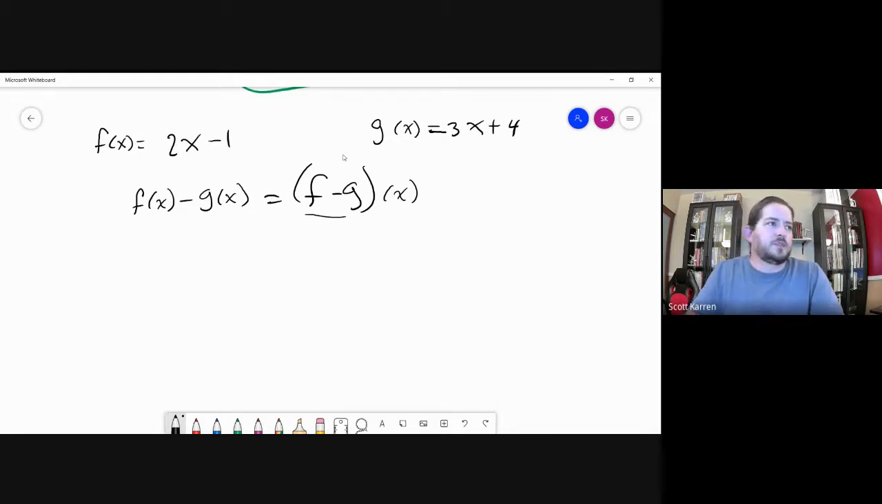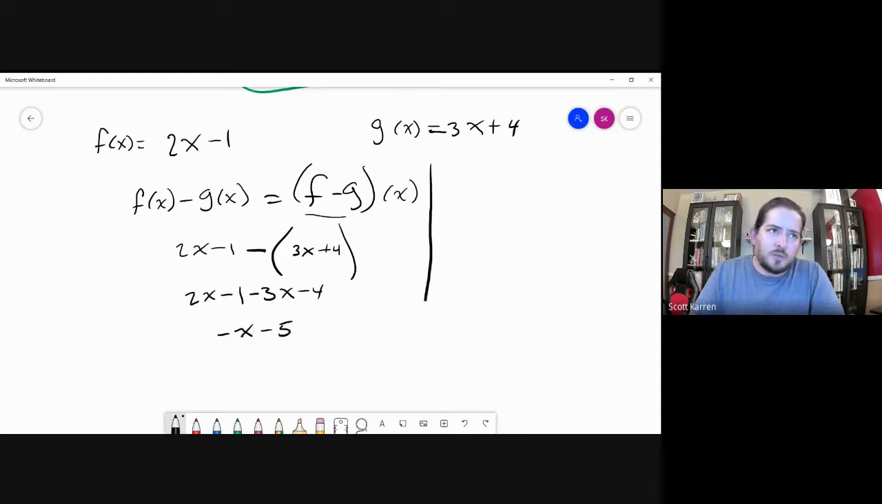So if I take f of x minus g of x, I can then just take literally 2x minus 1, and minus g of x. So minus off the entire 3x plus 4. Right? So that is to say I get 2x minus 1 minus 3x minus 4. Or negative x minus 5.